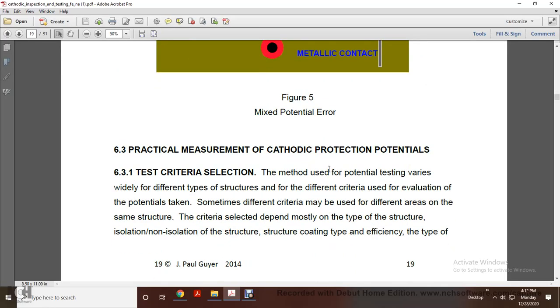Part 6.3, practical measurement: cathodic protection potential test criteria selection. The method of potential testing varies widely. Different types of structures have different criteria for evaluating the potential taken. Sometimes different criteria may apply to different areas on the same structure.